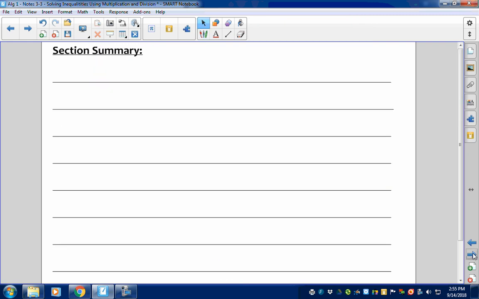All right, if you could do your section summary, don't forget, you might want to write something along the lines of, we learned that with the multiplication or division property of inequality, we need to remember to flip the inequality symbol, reverse the direction when we multiply or divide by a negative.